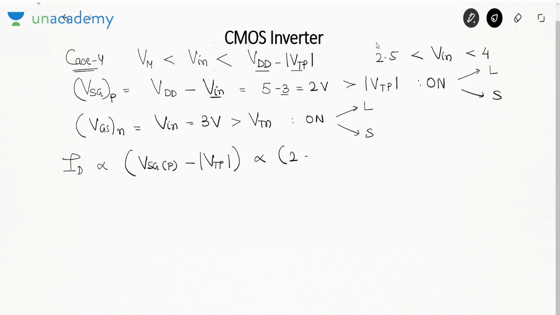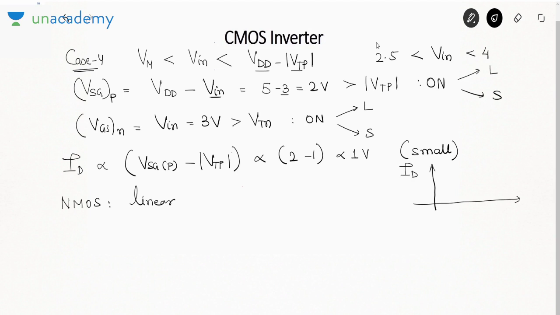It is proportional to 2 minus 1 volt. So it will be very small because the difference is small. If the drain current is small, that means your NMOS is operating in linear region. Why is NMOS operating in linear region? See this curve, ID versus VDS. So lower currents are obtained in which region? Linear region. So NMOS will operate in linear region.